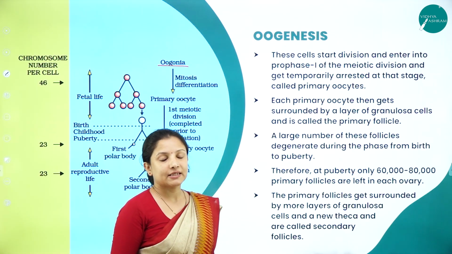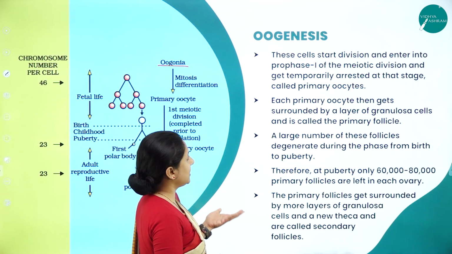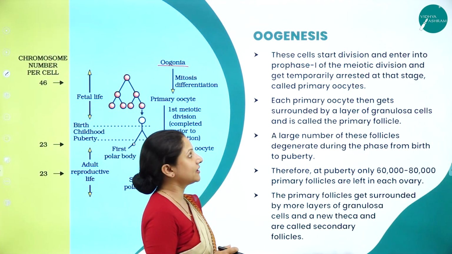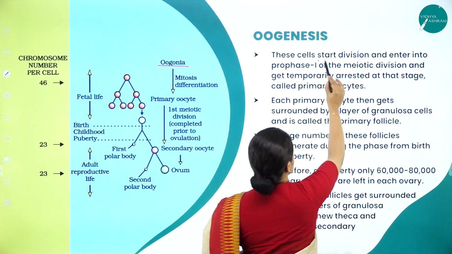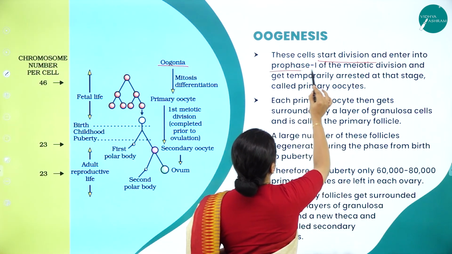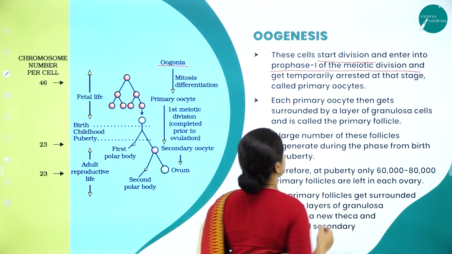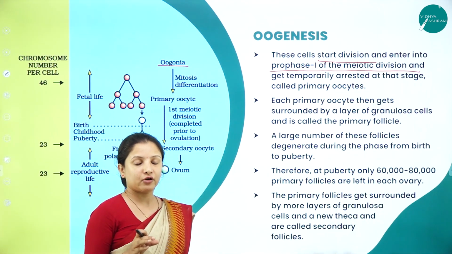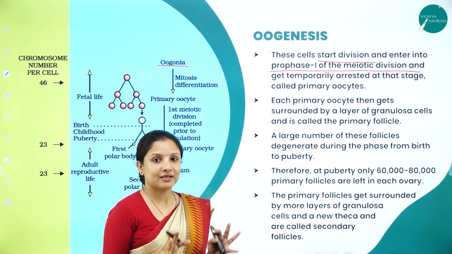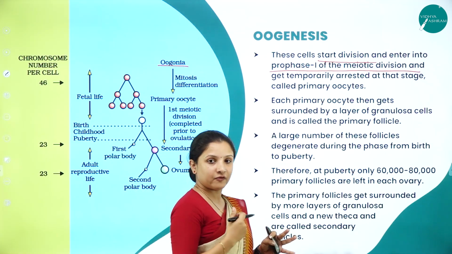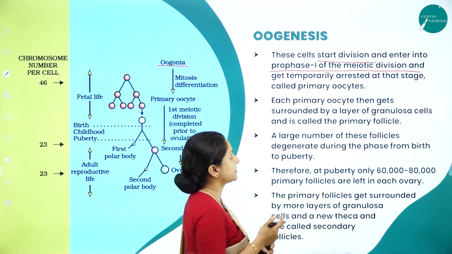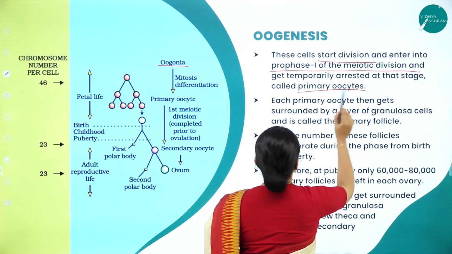So oogonia is nothing but the gamete mother cells. These cells, that is the gamete mother cells, will start division and enter into prophase 1 of meiotic division. And they get temporarily arrested there, or they stop entering into further stages, and they are called the primary oocyte.